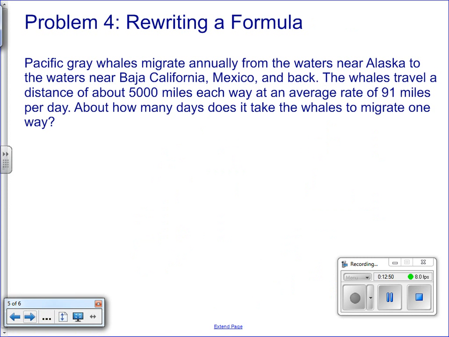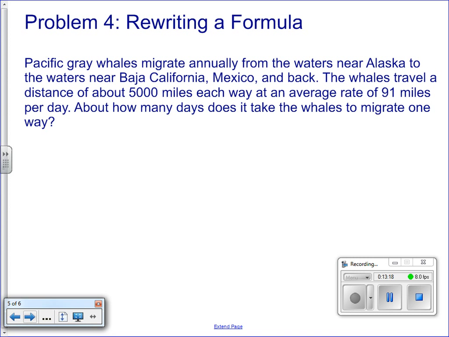Problem 4, rewriting a formula. Pacific gray whales migrate annually from the waters near Alaska to the waters near Baja California, Mexico, and back. The whales travel a distance of about 5,000 miles each way at an average rate of 91 miles per day. About how many days does it take the whales to migrate one way?